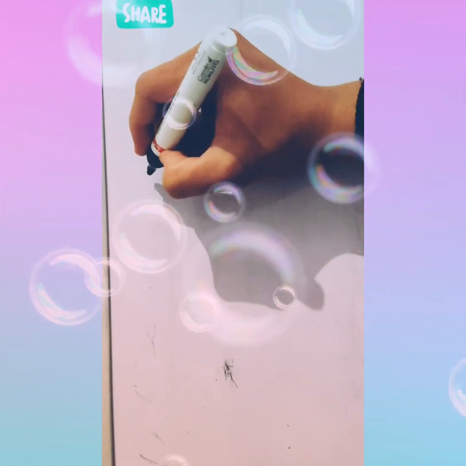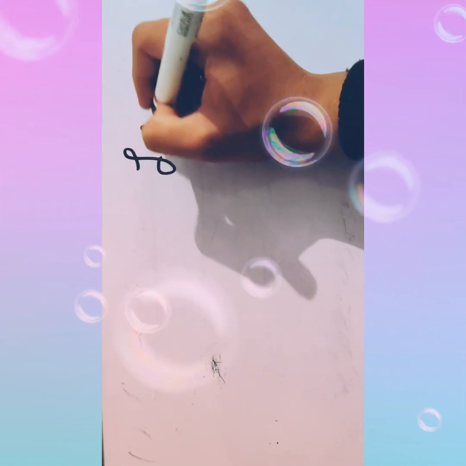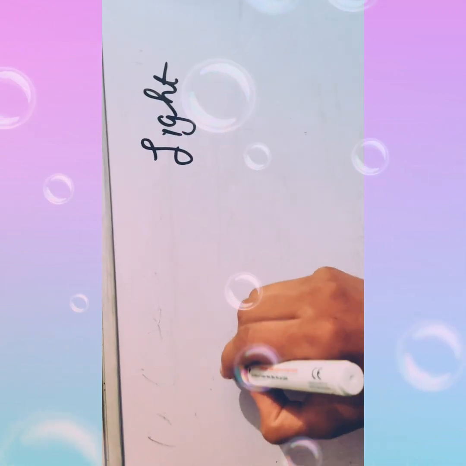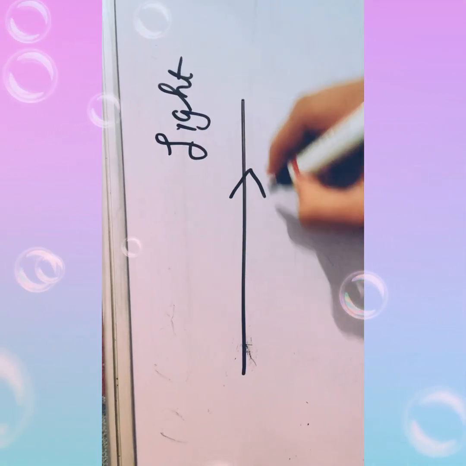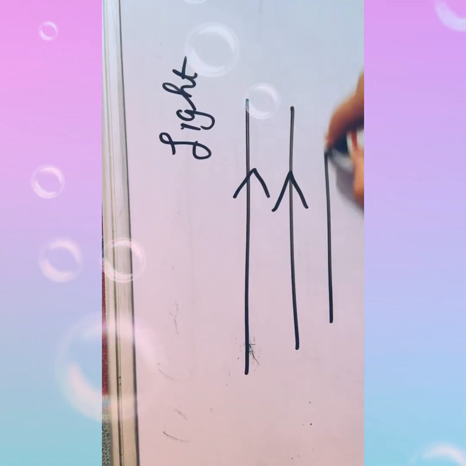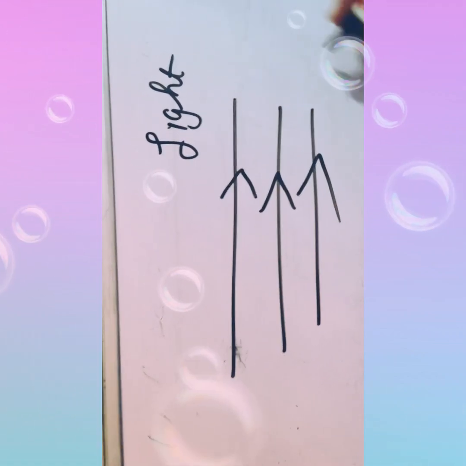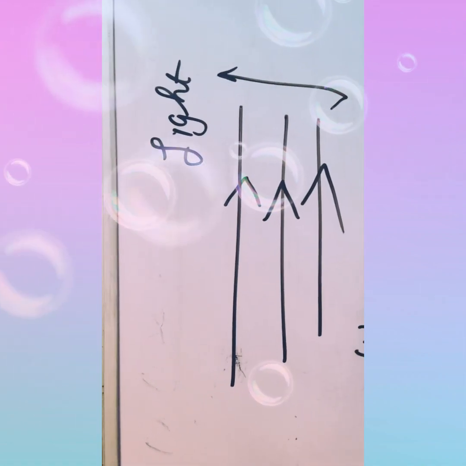The chapter of physics, that is light. So what is light? Light is a parallel beam of rays, you can say, like this. So there are two types. I think you may be knowing about the reflection. What is reflection first?